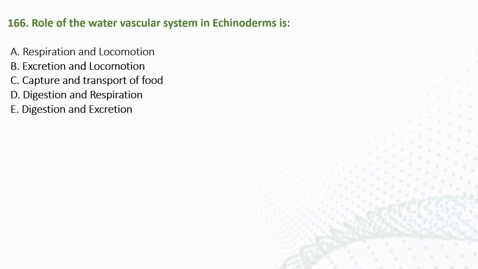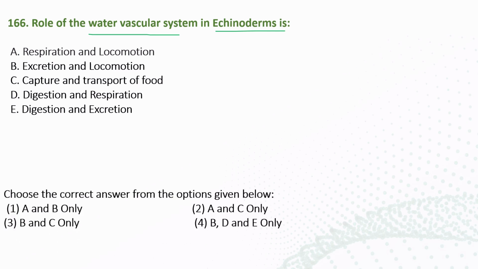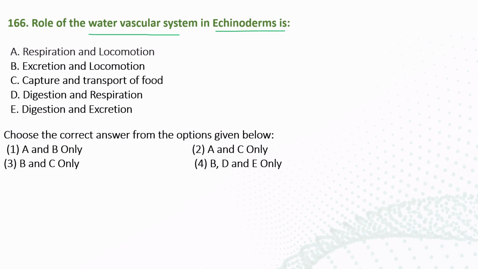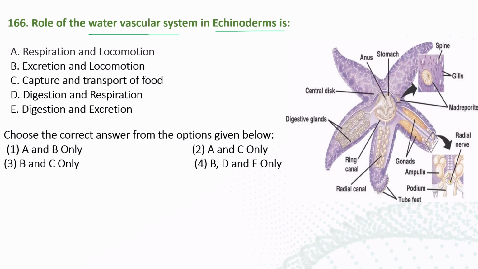Okay, what was the first question? The role of the water vascular system in the echinoderms is... In this question they are asking what is the role of the water vascular system that is present in the echinoderm. The options they have given are: first, respiration and locomotion; second, excretion and locomotion; third, capture and transfer of food; fourth, digestion and respiration; and last, digestion and excretion. So you have to say which metabolic process the water vascular system of the echinoderms plays a major role in.